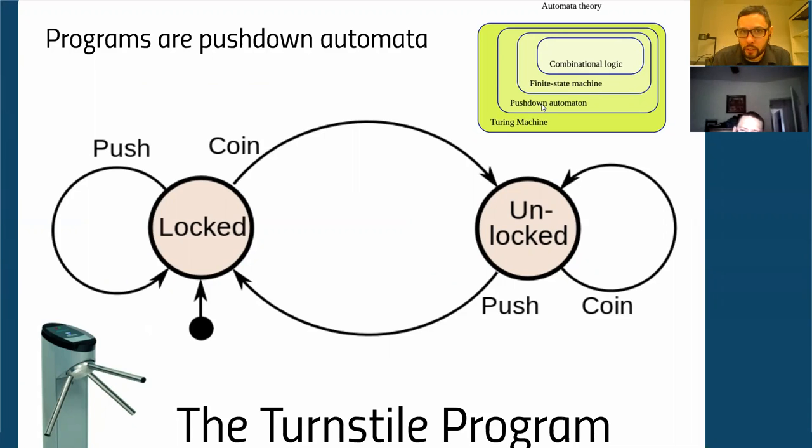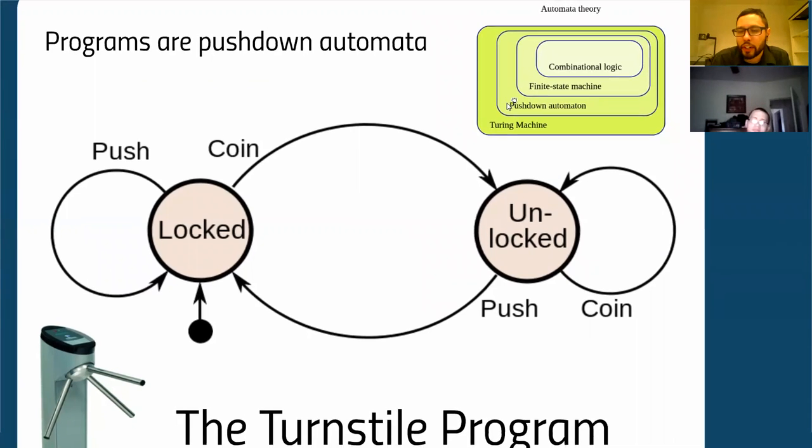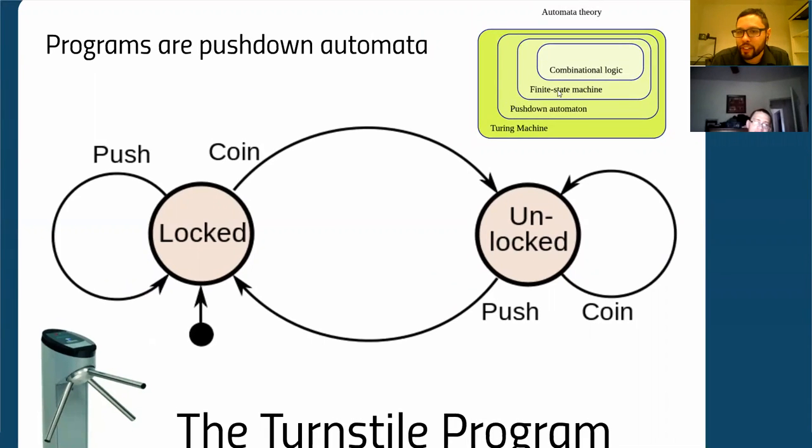A pushdown automata is just a finite state machine with a memory store so that it knows what it's done. So pushdown automata is slightly more sophisticated than finite state machines. It's just a finite state machine with memory. And then a Turing machine is an ideal pushdown automata. The only difference between a Turing machine and any other pushdown automaton is that a Turing machine has infinite memory. So the memory goes on forever in both directions. Obviously, that's an idealization. You can't actually build that kind of thing.